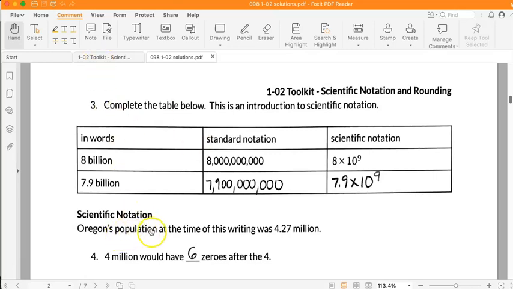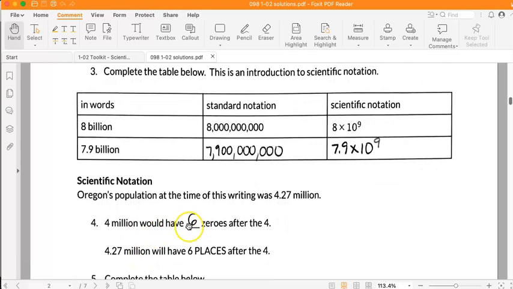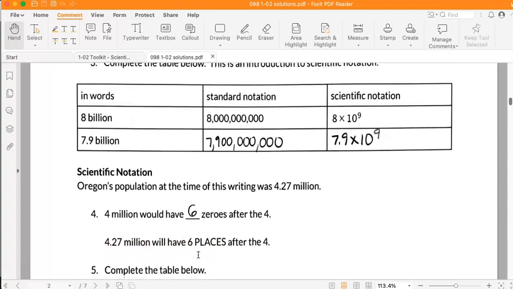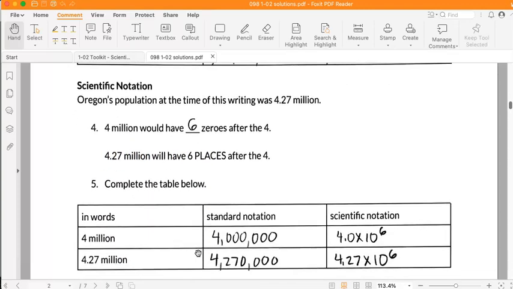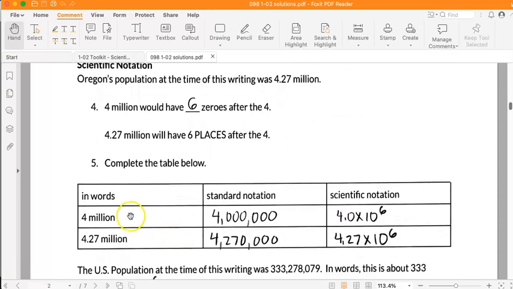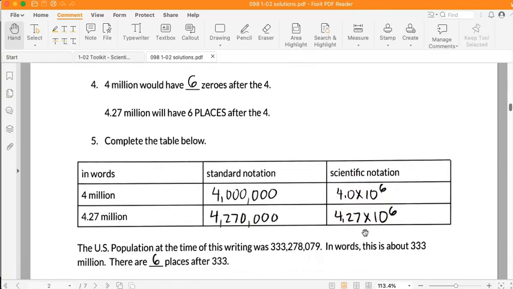If we go to Oregon's population at the time of this writing, it was 4.27 million. 4 million would have 6 zeros after the 4. 4.27 million will have 6 places after the 4. So we can write out the standard notation and the scientific notation for both of these quantities. So this is sort of a friendly warm-up for scientific notation, making it not seem too weird.